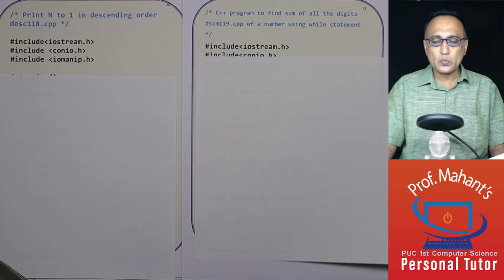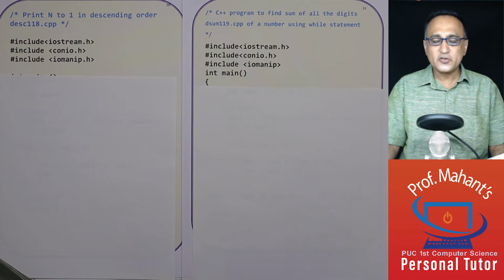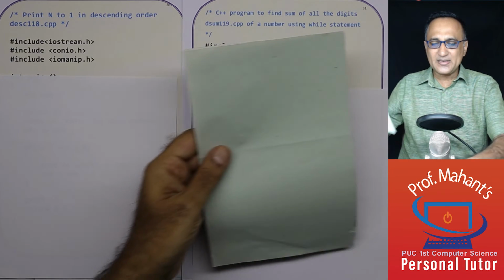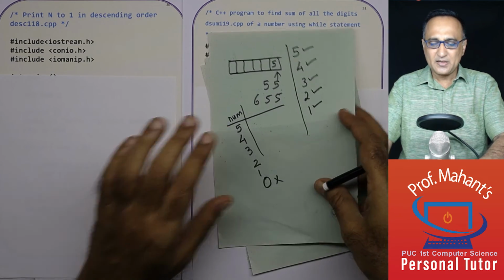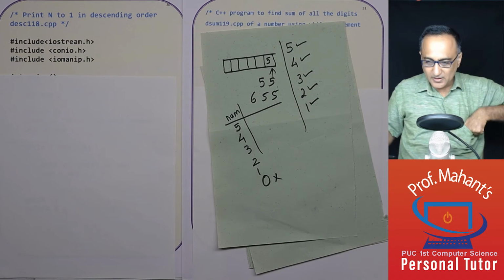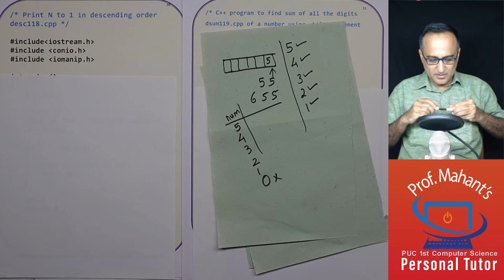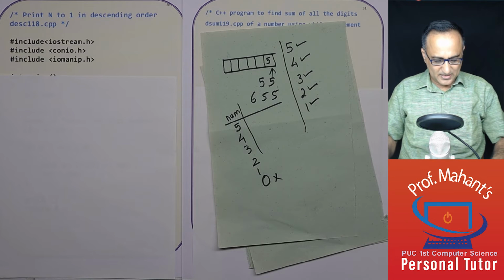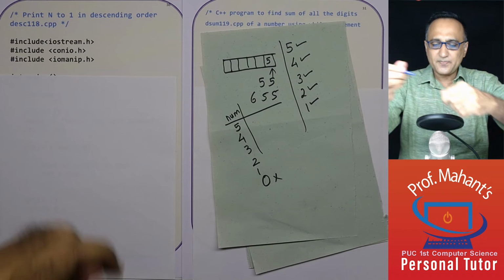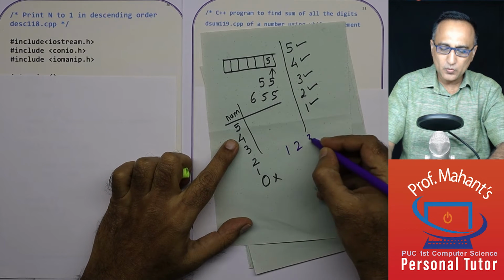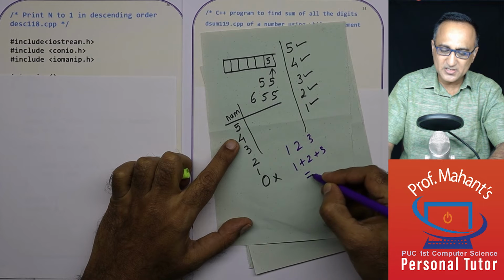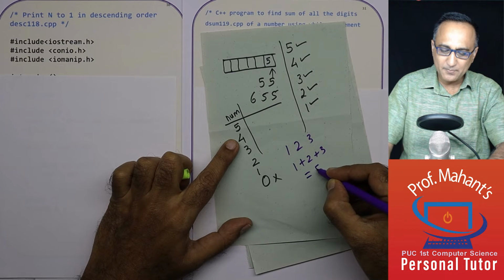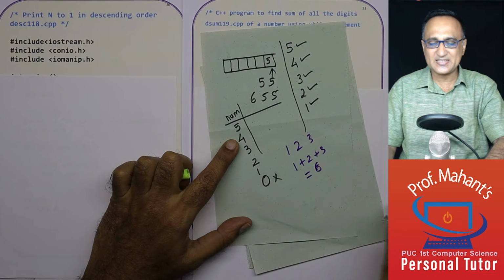Suppose the number is 123. It should add 1 plus 2 plus 3. So let's take an example here. Let's say my number is, let me use a different color pen so that you don't get mixed up, 1, 2, 3. I want to find 1 plus 2 plus 3. How much is this? This is equal to 5 plus 1. This is equal to 6.